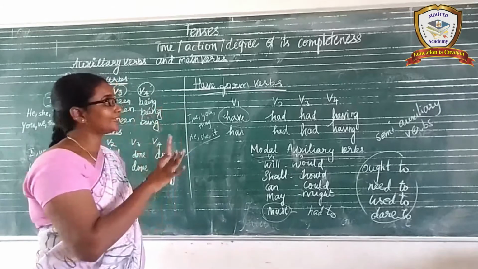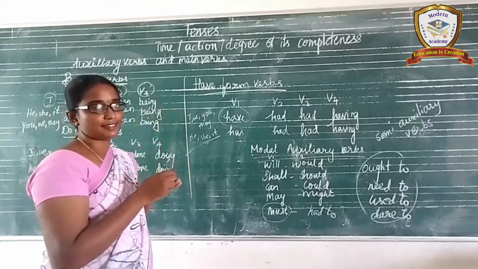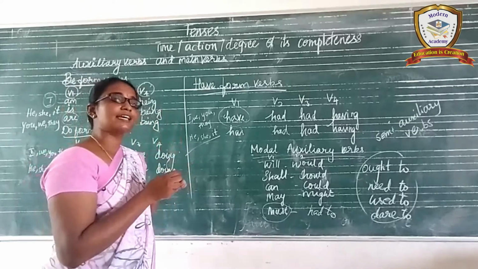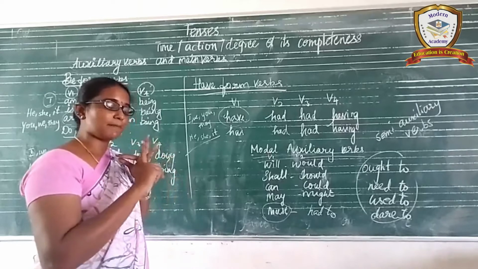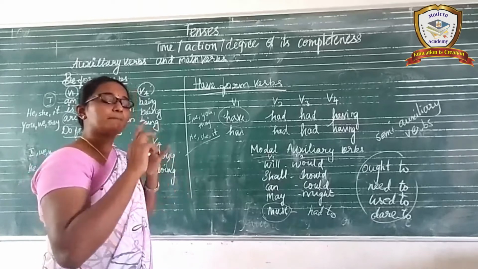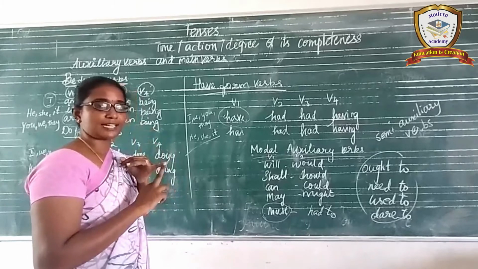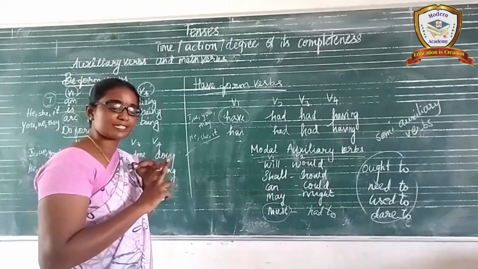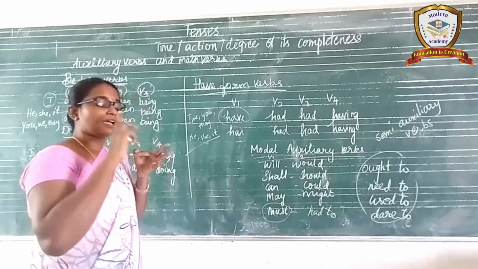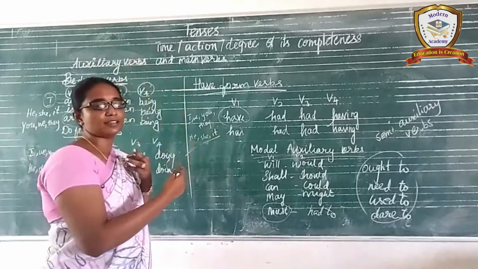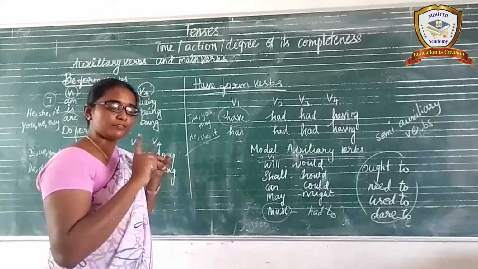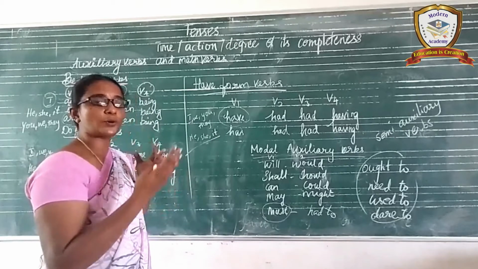We all understand the auxiliary verbs and the main verbs. Let us learn the tenses. Listen carefully, children. There are three main tenses: present tense, past tense, future tense. Present tense stands for today's activities. Past tense expresses yesterday's activities, and ancient era activities. And the next one, future tense, which indicates tomorrow's activities.